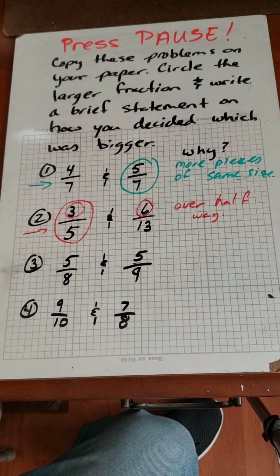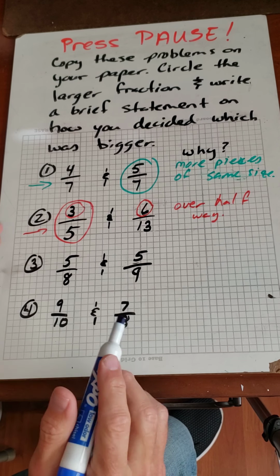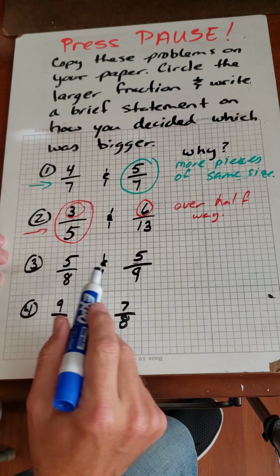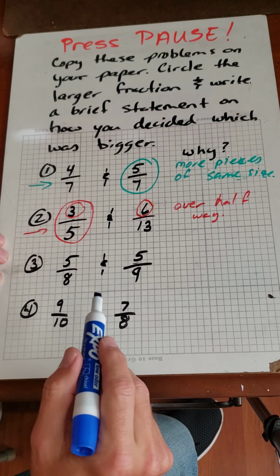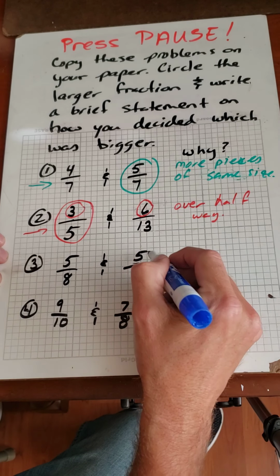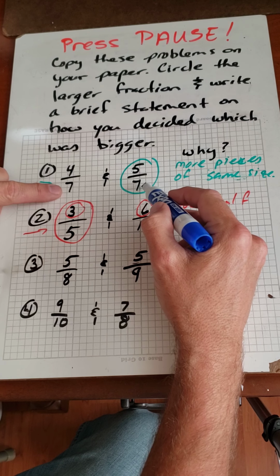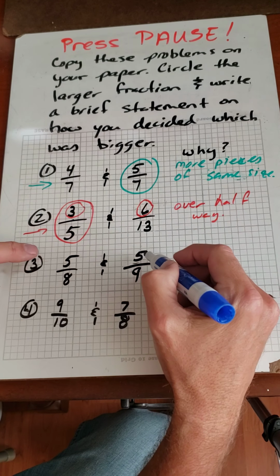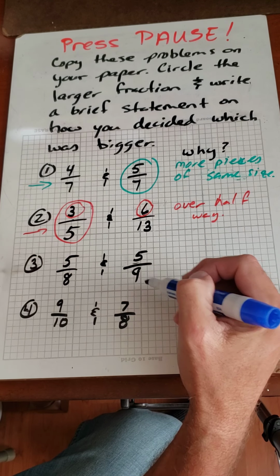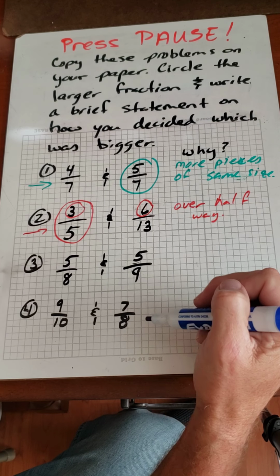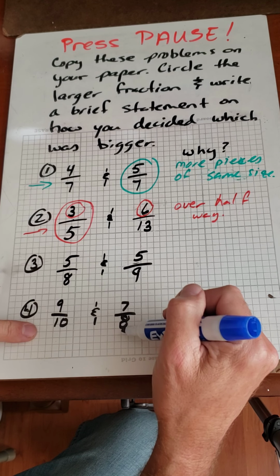Now I've got these last 2 down here. And when I look at them, I can't really do the over halfway or under halfway because they're all over halfway. I do notice that these have the same number, but we like it when we have the denominator the same. We don't really know what to do if I have the numerators the same. So I don't know if that helps me that much. And I see that both of these are over halfway, so that doesn't help me.